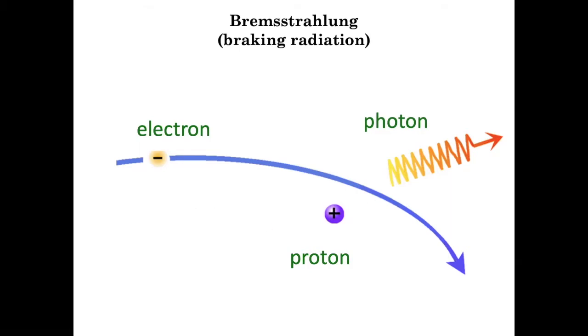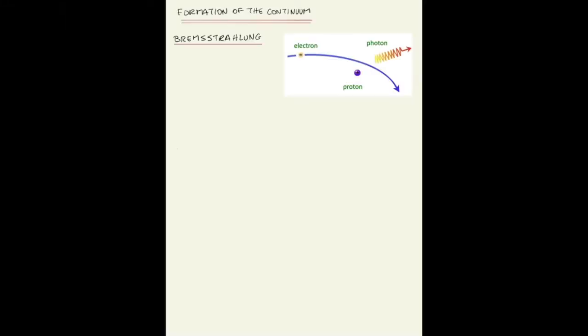So let's calculate what is the emissivity. We want to show that if you have a situation where this emission becomes optically thick, it's going to become the Planck function. So we want to know here the emissivity of Bremsstrahlung.